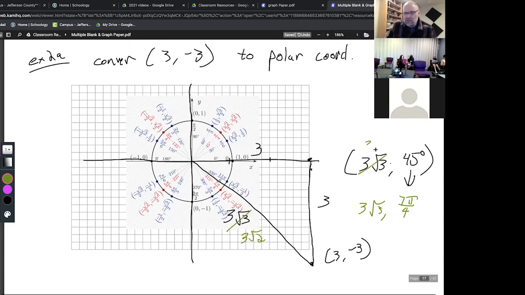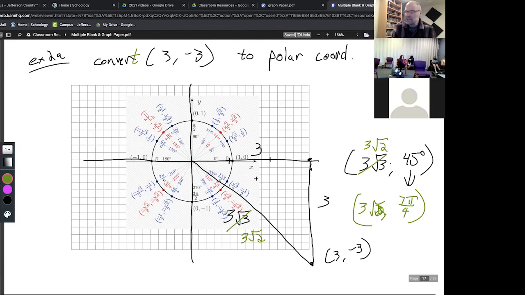I'm thinking of a 30-60 right triangle. So 3 radical 2 is our R value. Okay. And then this one, looks like I got this one wrong too. Oh, I wrote down the wrong problem. It's supposed to be -3, comma, -3.